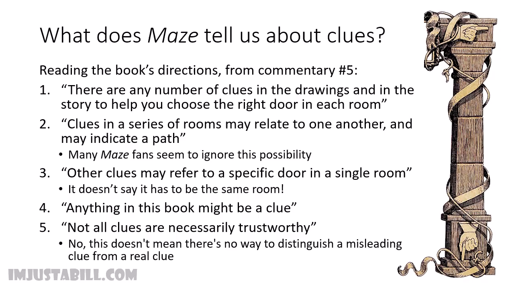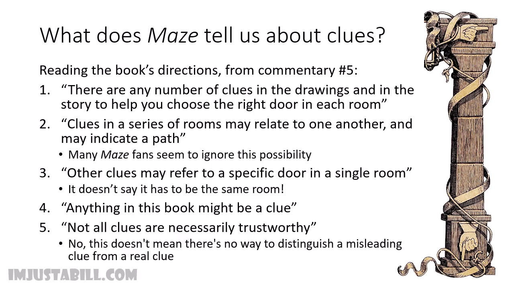As I said, back in commentary number 5, I tried going right to the book, to the directions, to build things from the ground up. What do we really know about clues? Let's run through some of those things from the directions. First of all, we were told in the directions of the book Maze, there are any number of clues in the drawings and in the story to help you choose the right door in each room. So there could be more than one clue for picking the right door in a given room. We're told two clues in a series of rooms may relate to one another and may indicate a path.